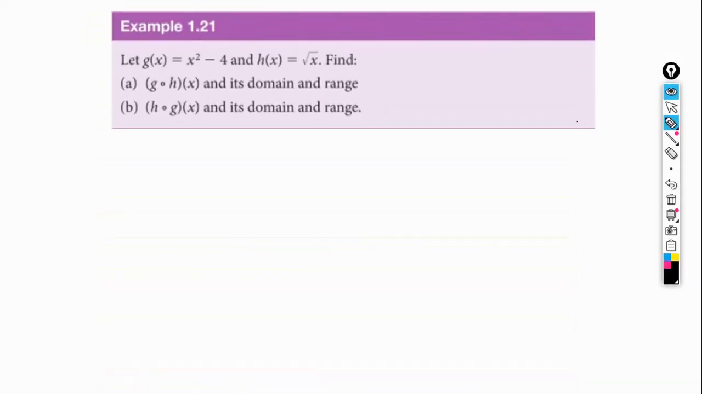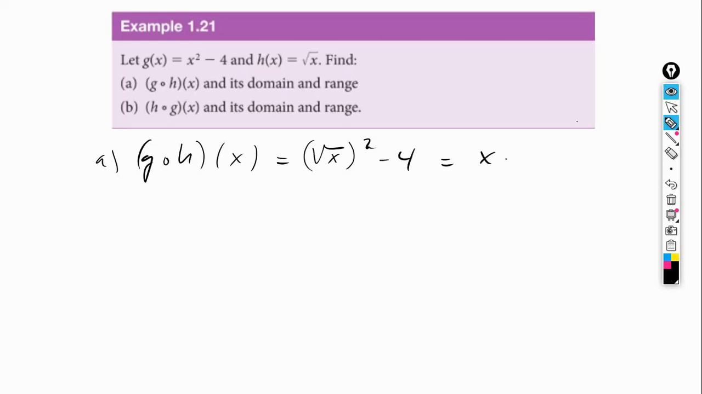Very well, so now we are in example 1.21, which will be the last one on this video. It says, let g of x equal x squared minus 4, and h of x equal square root of x. Find a, g of h of x and its domain and range. So let's start with g of h of x. This would be, again, plugging in h inside g of x, and that's going to be square root of x, squared, minus 4. And this will equal x minus 4.